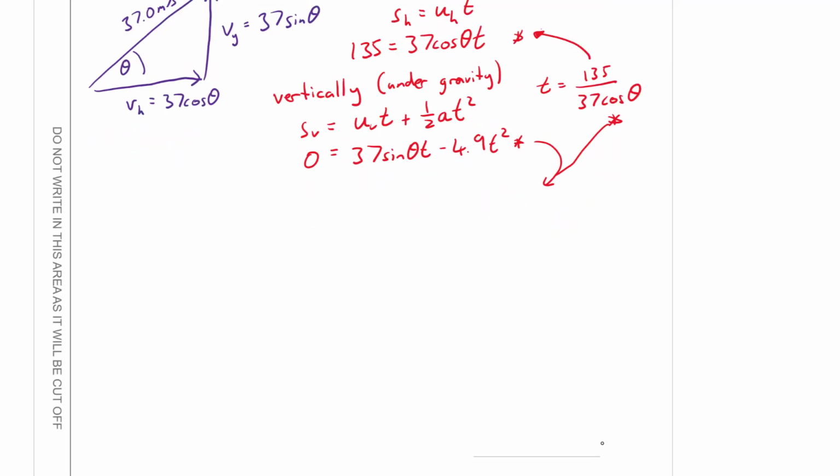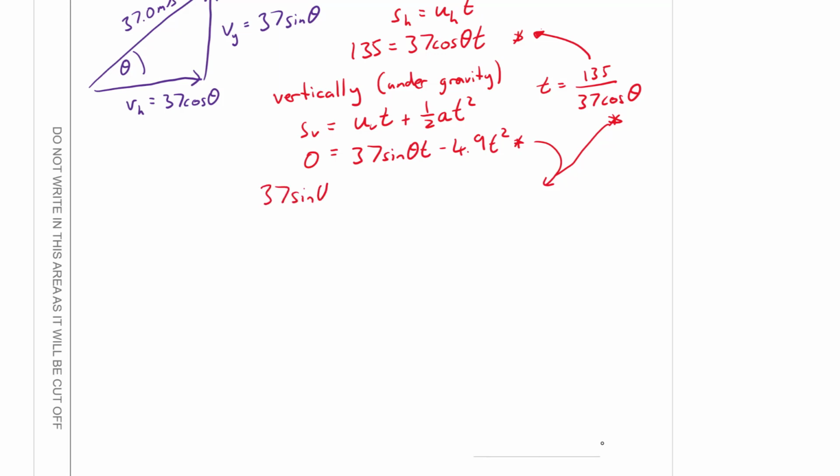Okay, so now that I have two expressions that I can use together, I've got one expression that has the equation of motion vertically in terms of t, but I don't know what t is. But I know what it is in terms of the horizontal velocity. So every time I see t in this first equation, I'm going to replace it with 135 divided by 37 cos theta. The first thing I'm going to do is break it up into really easy steps for you to follow. So I'm going to throw one of these onto the other side of the equal sign, just so it's all positive.